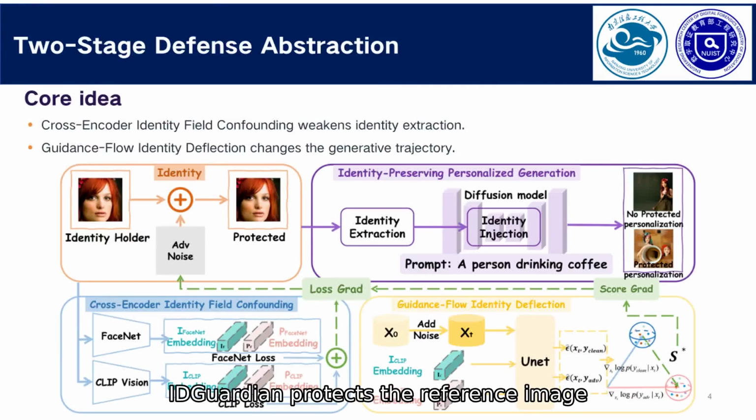ID Guardian protects the reference image by disrupting both stages. It computes identity embeddings across encoders, and also redirects the diffusion guidance away from the clean identity.